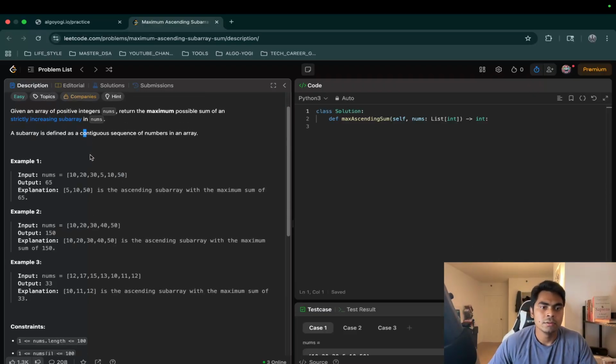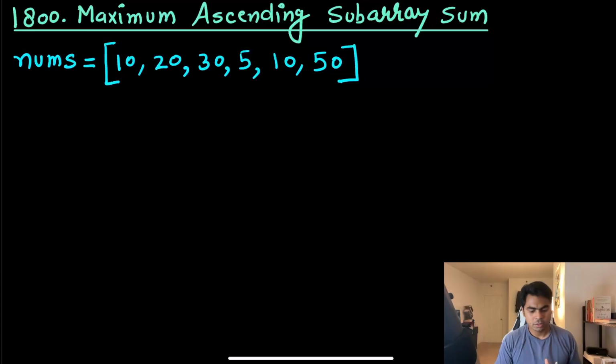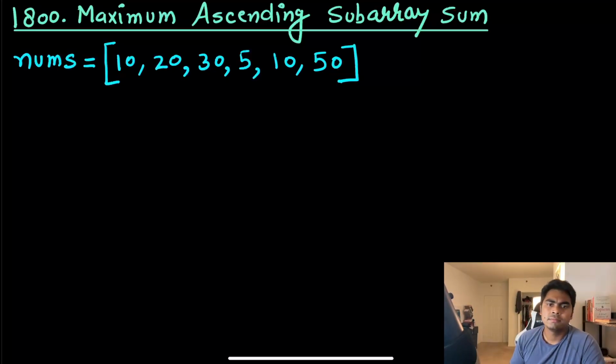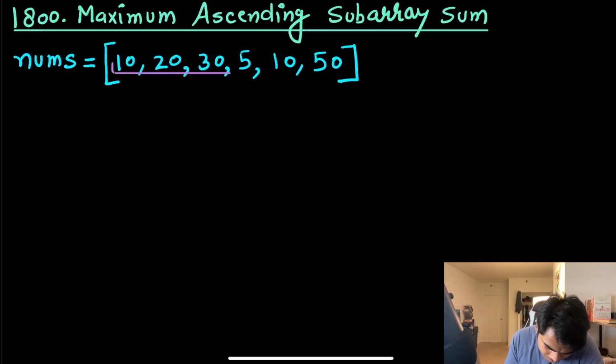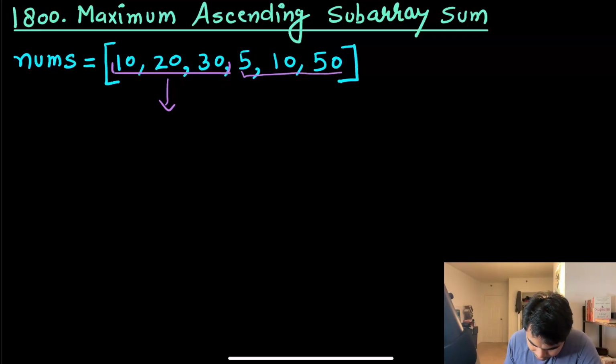All right. So we'll take the first example. Let's go over how we are going to do this. Just like the longest increasing or longest decreasing strictly subarray problem, we'll do the same thing here. What we are trying to find is the strictly increasing subarray. So let's see what the strictly increasing subarrays are. I see 10, 20, 30, then 5 is not part of that. So this is one subarray. Then 5, 10, 50. This is another subarray.